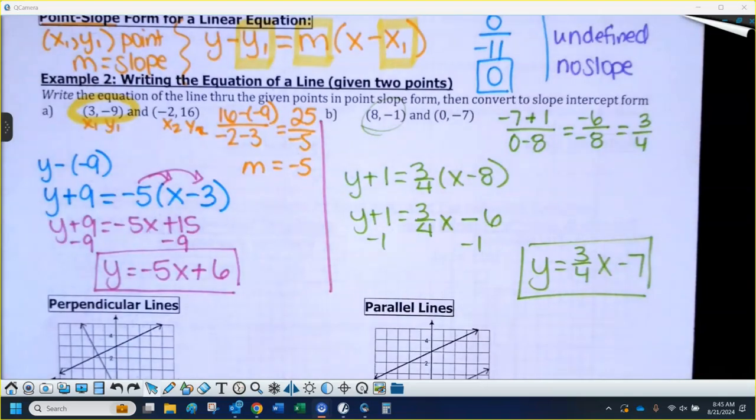I'm just going to unfreeze my screen so you can see mine. But it looks like almost all you guys are doing a really good job with this. Just be careful when you do the slope, you get -6 over -8, and so the two negatives are going to cancel each other out. So you should get +3/4 as your slope.